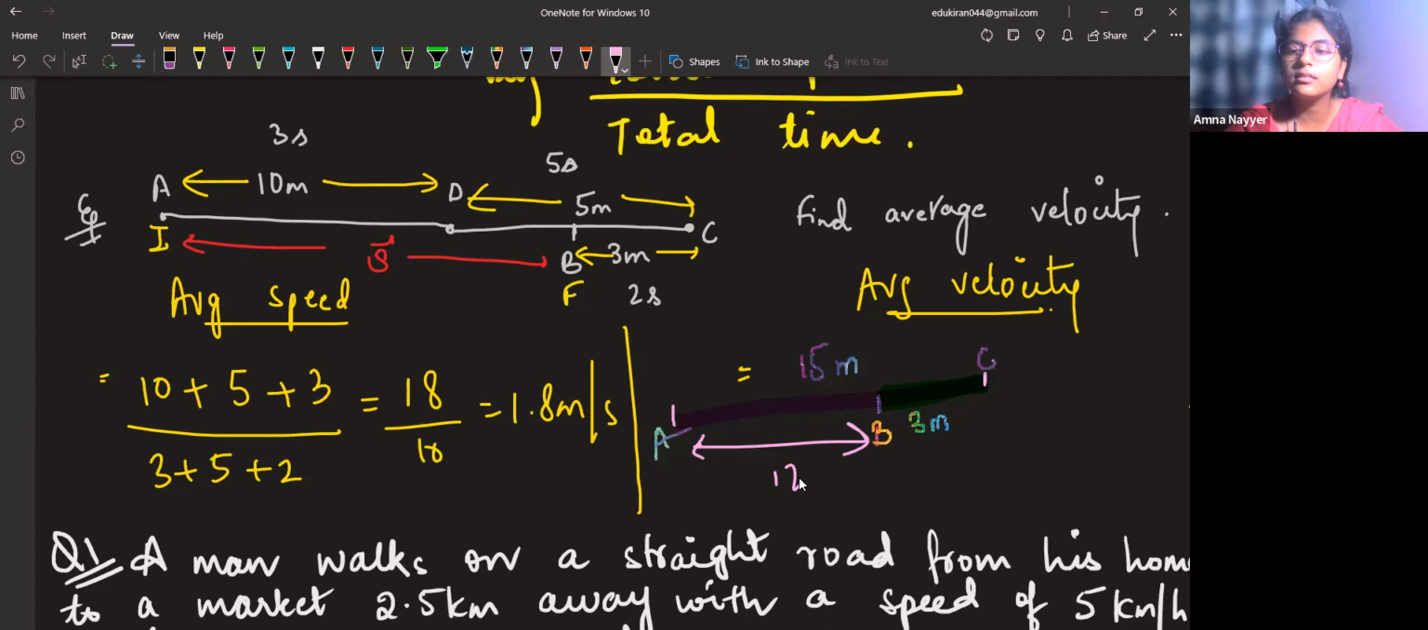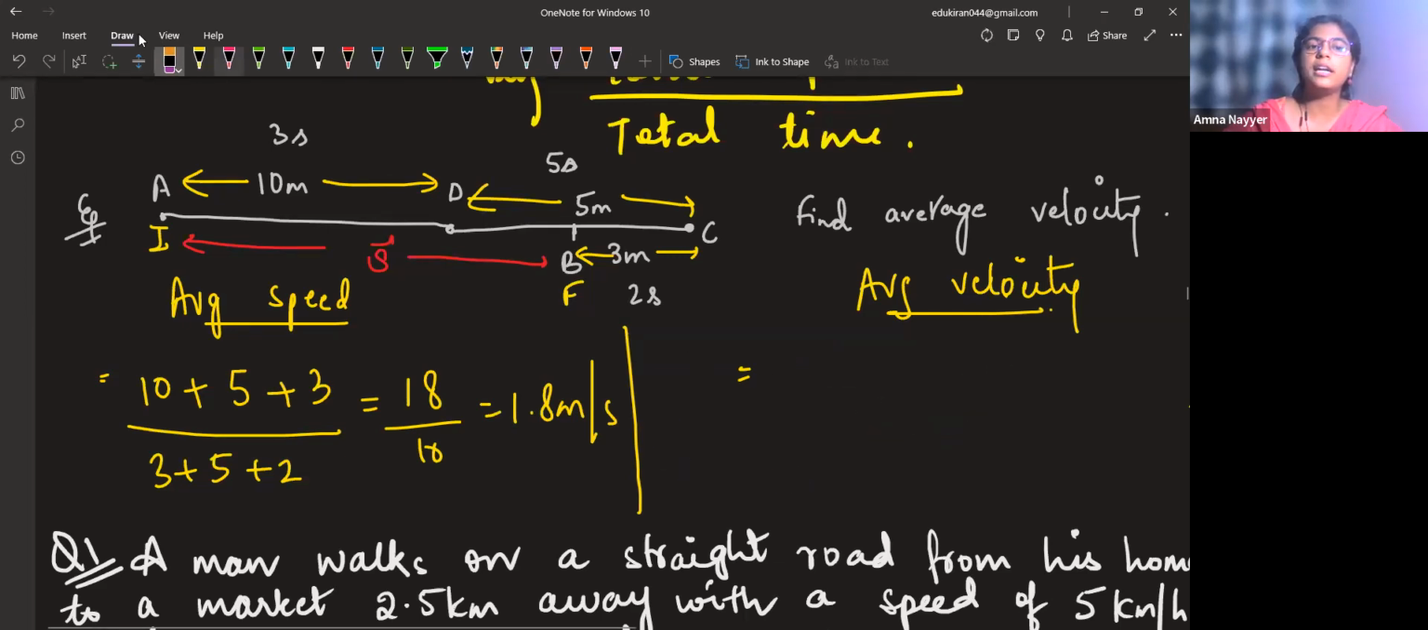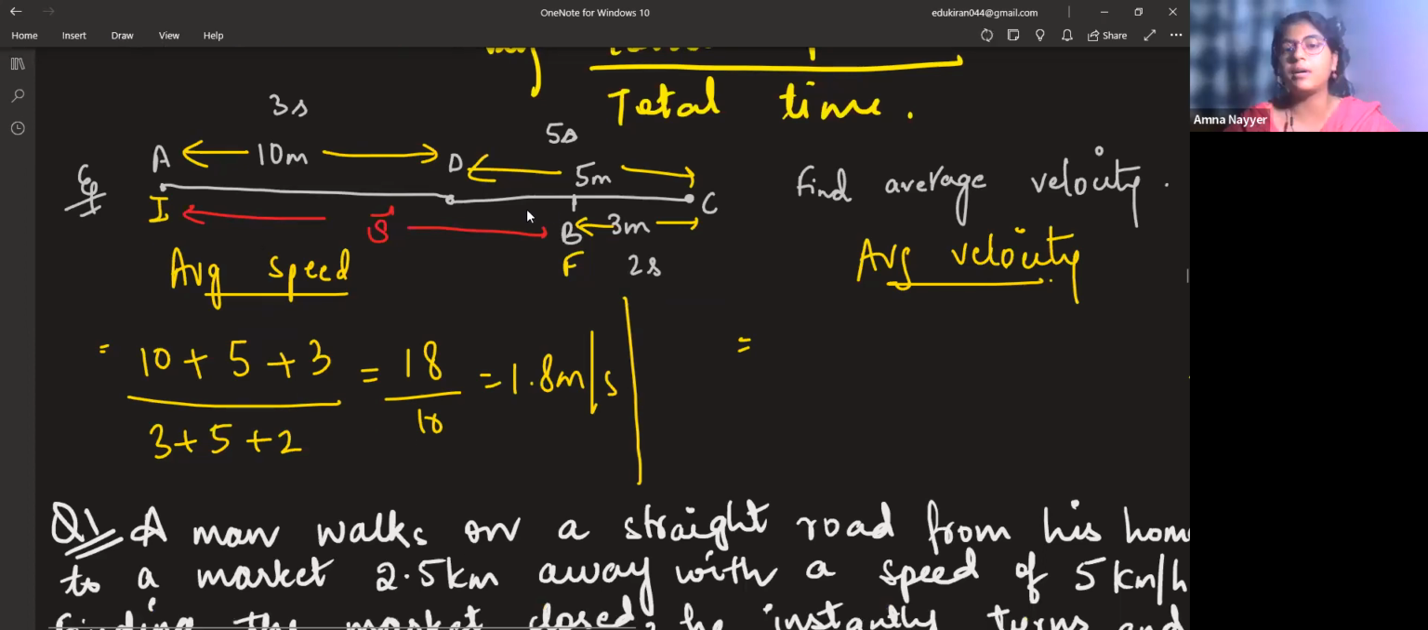Clear or not? Yes, sir. Clear? So the question was very easy. It's just that you have to understand the concept of displacement and distance. All right, displacement is our shortest path. That is why the question was just asking you average velocity. Why are we discussing both the parts? Because you need to understand the difference between average speed and average velocity.